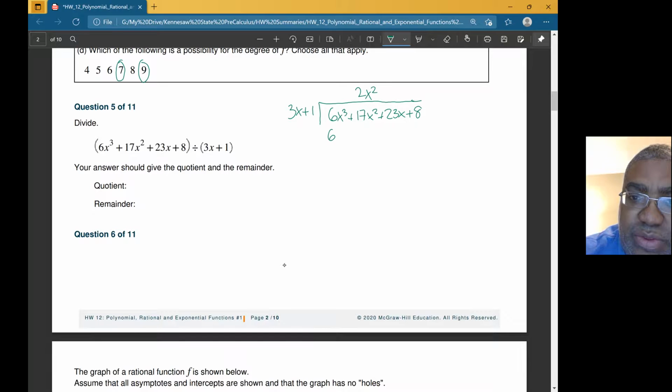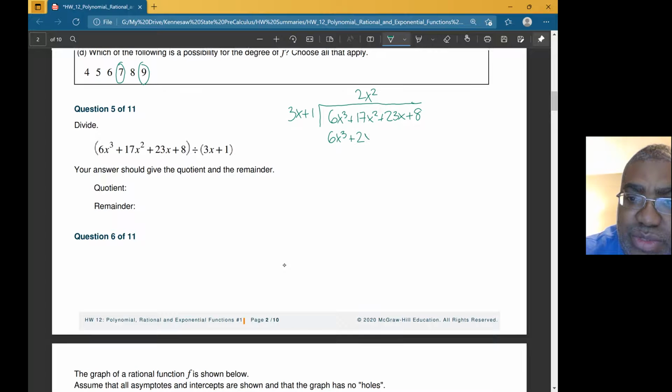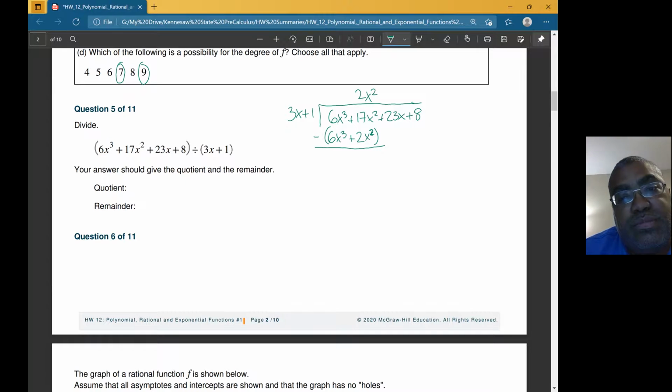So this becomes 6x cubed plus 2x squared. In parentheses, put a minus sign in front of them. That's probably the most important part. Okay. The 6x cubed cancels, and it always will. 17x squared minus positive 2x squared is 15x squared. Bring down the plus 23x and repeat the process.